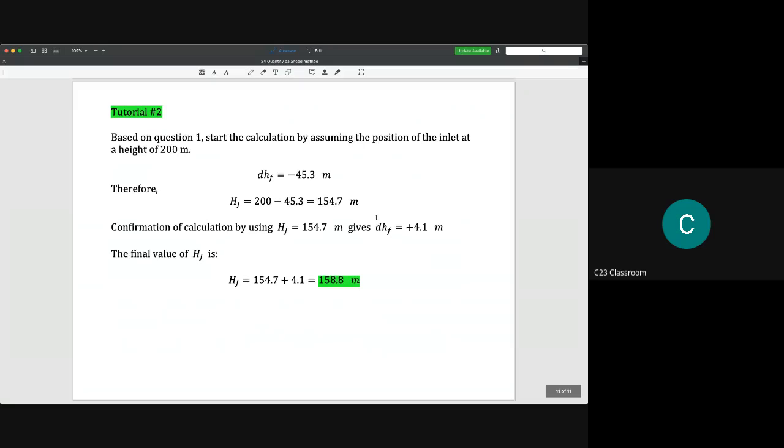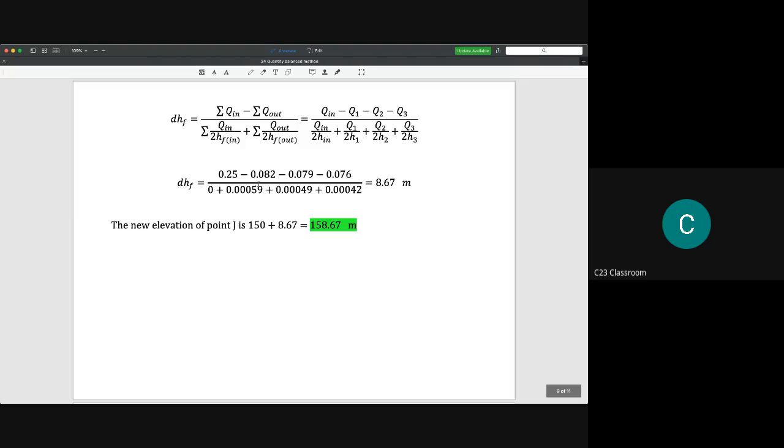Okay, for tutorial 2 here, we start with the same question, but I would like to show you what happens if we assume the height is actually 200 meters. So the 200 meters here means that you could calculate the delta HF as minus 45.3. This is a shortcut of the calculation. The delta HF here is the value at this stage.